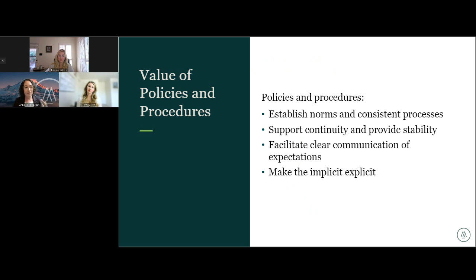And to recap, the value of policies and procedures at the highest level: they establish norms and consistent processes. In doing so, they really support organizational continuity and stability within an organization, to the degree that you can make that happen. They also facilitate clear communication of expectations. I really like talking about how, when you actually have to document something, it makes the implicit assumptions explicit. It forces some of those conversations, and that can be really, really helpful. I heard a phrase the other day that said, you can't manage a secret.